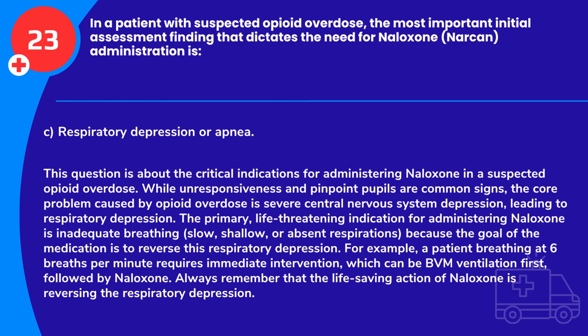The primary, life-threatening indication for administering naloxone is inadequate breathing, slow, shallow, or absent respirations, because the goal of the medication is to reverse this respiratory depression. For example, a patient breathing at 6 breaths per minute requires immediate intervention, which can be BVM ventilation first, followed by naloxone. Always remember that the life-saving action of naloxone is reversing the respiratory depression.